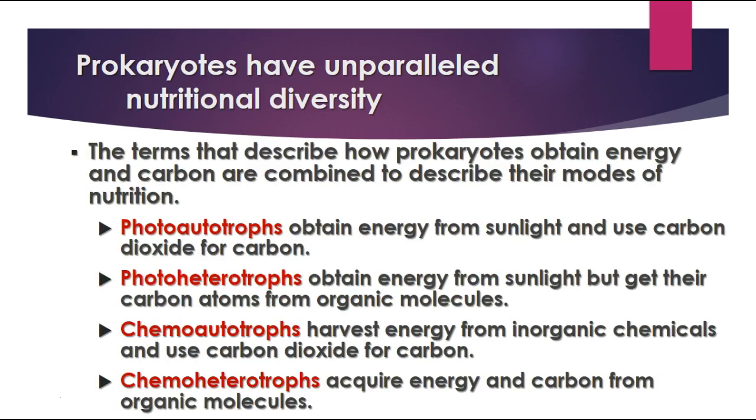Now what we do is we actually combine those, talking about how they get their energy and their carbon source. And this describes the four modes of nutrition in bacteria. Photoautotrophs get energy from sunlight and use carbon dioxide for their carbon source. Photoheterotrophs get energy from sunlight but get their carbon atoms from organic molecules. Chemoautotrophs harvest energy from inorganic chemicals and use carbon dioxide for their carbon. Chemoheterotrophs get their energy and carbon from organic molecules. So there's very complex things going on there in the bacterial world.